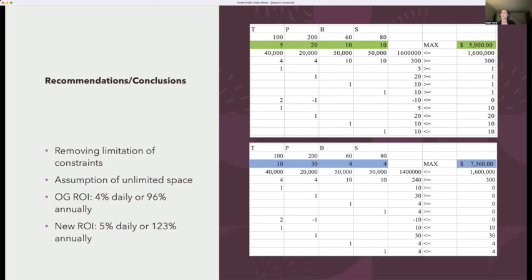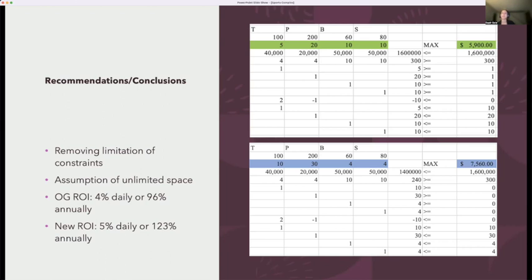So when we look at the return on investment in the original model, we see that it was $5,900 per day. If I divide that by the initial investment, that's a 4% daily return on investment, which is huge, right? That's really great. Annually, this is a 96% return on investment, which is also a really great number from the annual perspective. However, if we look at the new model, the return on investment is 1% higher each day, or 123% annually.